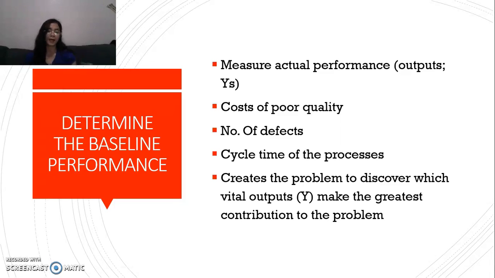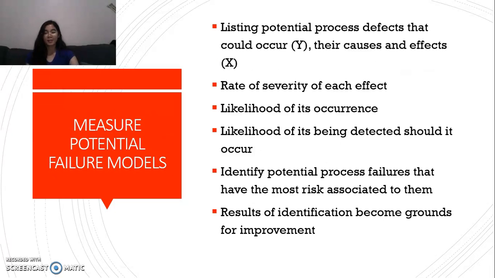Ano ba yung nangyari when you determine the baseline performance? I-measure mo yung actual performance, your costs of poor quality, number of defects, cycle time of the processes, and you chart the problem to discover which vital outputs make the greatest contribution to the problem. Next is you measure potential failure modes. So you list potential process defects that could occur and their causes and effects.